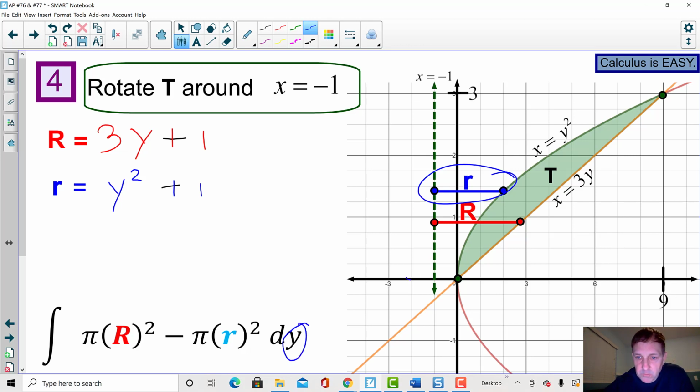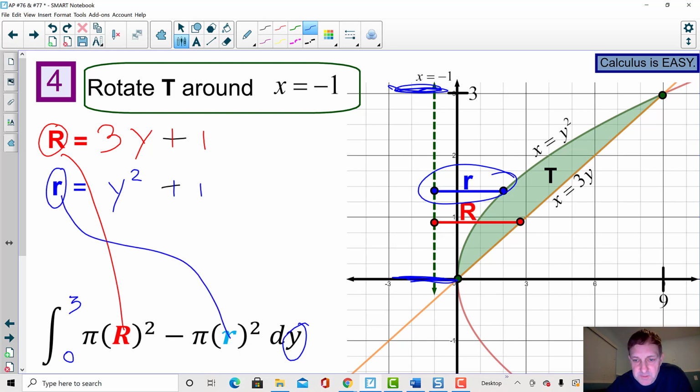So it's going to be y equals 0 all the way to y equals 3. So we're going to go from 0 to 3. And that's pretty much it. You just got to plug in the big R and plug in the little r. And then we'll be done. Let's have a look at number 5.